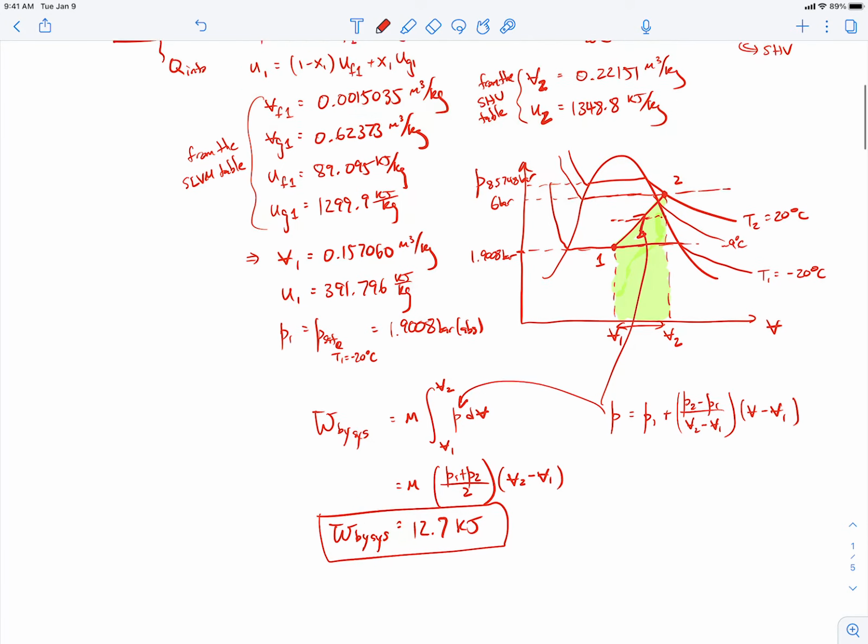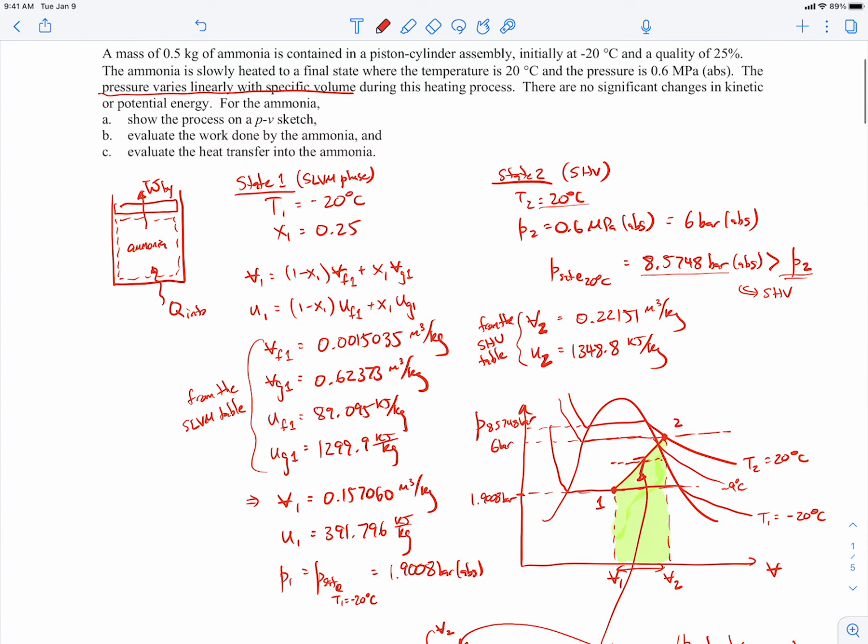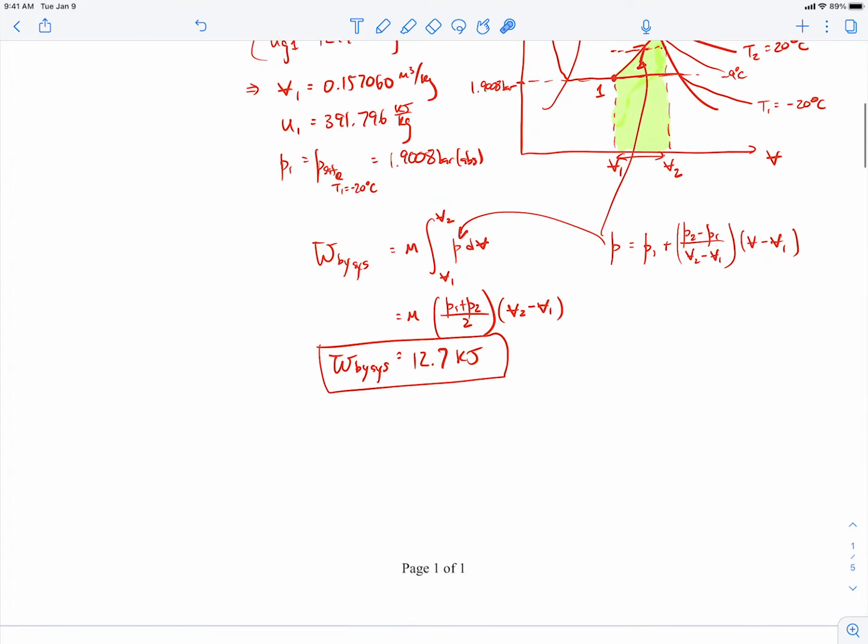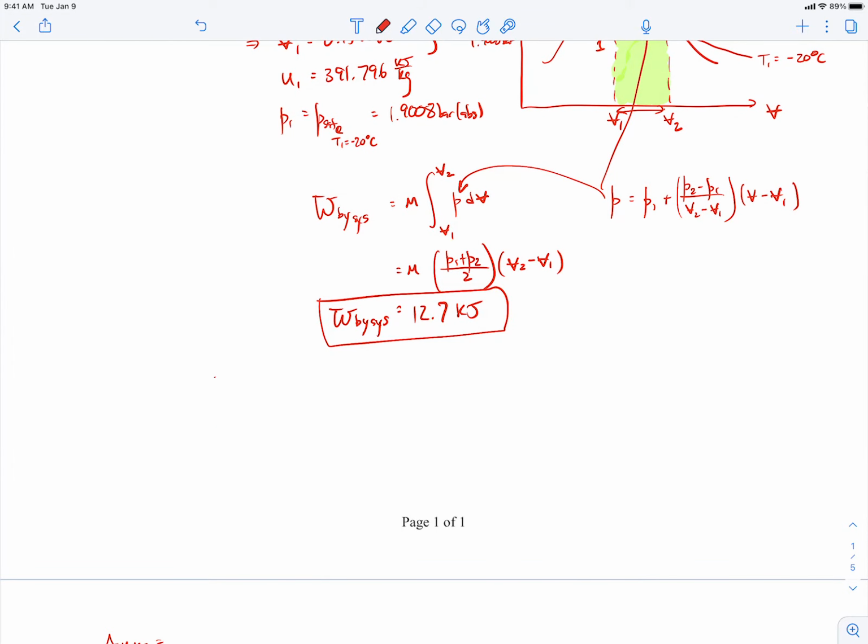Okay, so that takes care of parts A and B. Now let's do part C, evaluate the heat transfer into the ammonia. So for that, I'm going to use the first law applied to the ammonia. So that'll be the change in the total energy of the ammonia, which is our system. It's equal to the energy we put in via heat transfer minus the work done by the ammonia on the surroundings. This one we just calculated, that's 12.7. The heat term is what we're trying to evaluate.